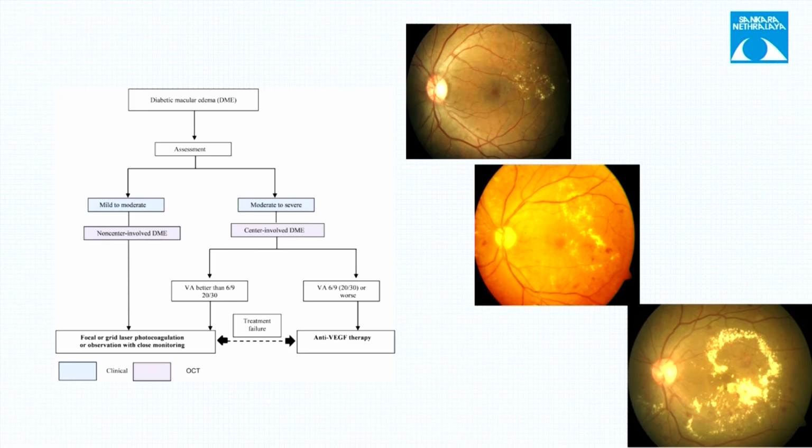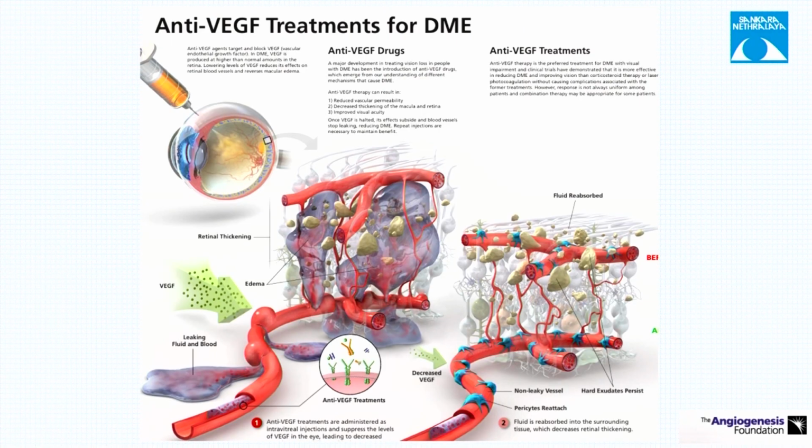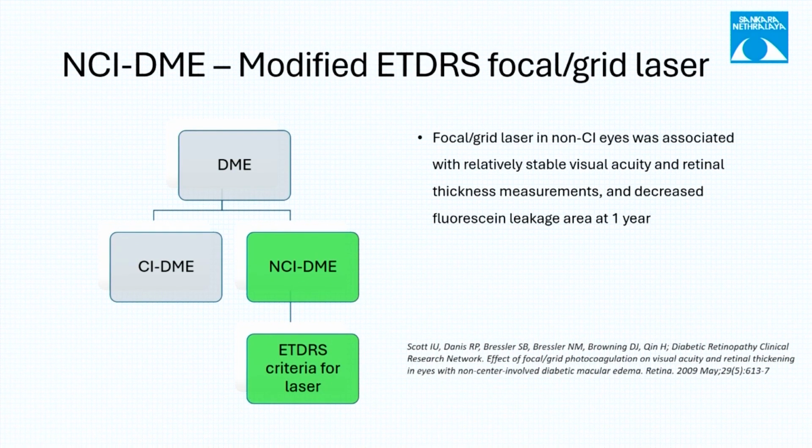So this is just a schematic which tells you if the patient has diabetic macular edema, depending on how much edema you have, mild to moderate, depending on the visual acuity. If the patient has relatively good vision, you may choose to observe or do laser photocoagulation, but if it's center involving, then you may need to give anti-VEGF drugs. And as I mentioned, anti-VEGF drugs aim to restore the normal anatomy and stop the leakage.